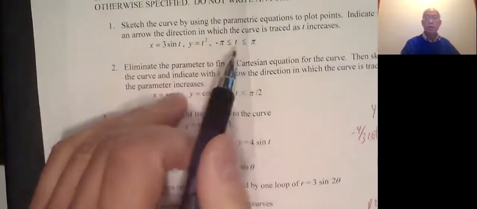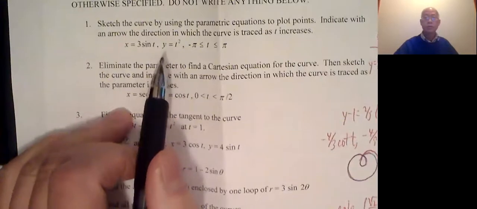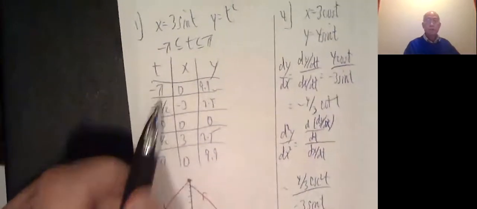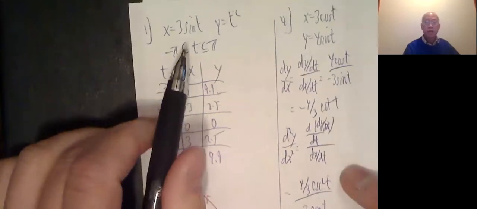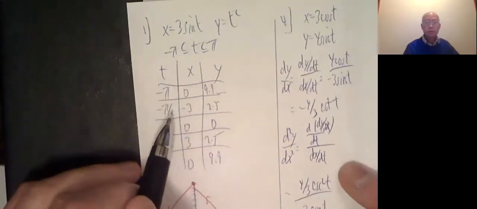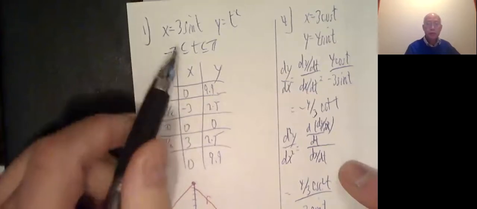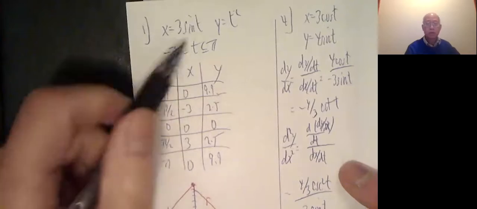Sketch the curve by using parametric equations to plot points and indicate with an arrow the direction in which the curve is traced as t increases. x equals 3 sine of t, y equals t squared, t between negative pi and pi. So here we are, I made a chart. Negative pi to pi. Sine of negative pi is 0. Sine of negative pi over 2 is negative 1, times 3 is negative 3. Sine of 0 is 0. Sine of pi over 2 is 1, 1 times 3 is 3. Sine of pi is 0.